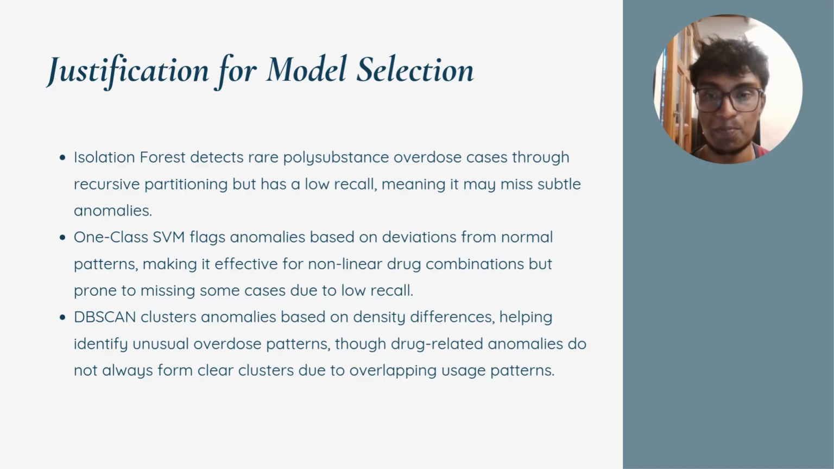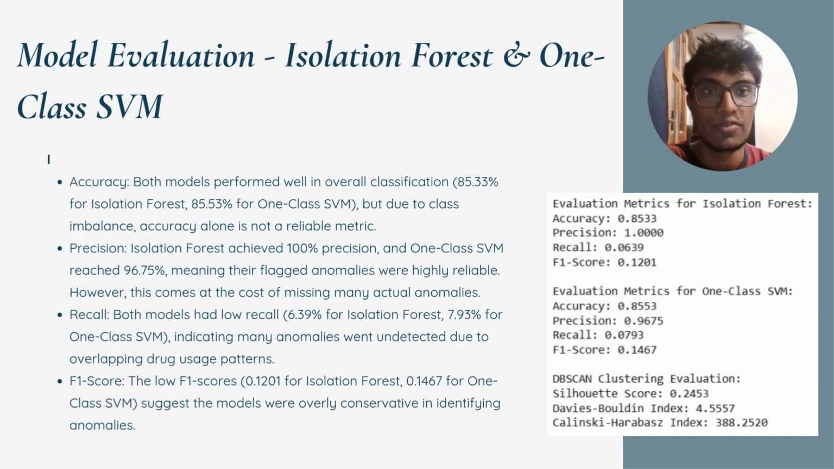In evaluating the performance of our anomaly detection models, we focus on isolation forest and one-class SVM. Since isolation forest and one-class SVM are unsupervised models, we compare the predictions with DBSCAN results, assuming DBSCAN serves as a reasonable reference for anomalies. The accuracy for isolation forest and one-class SVM were 85.33 and 85.53% respectively. While these values indicate that most classifications were correct, accuracy alone is not a reliable metric due to imbalance in normal and anomalous cases.